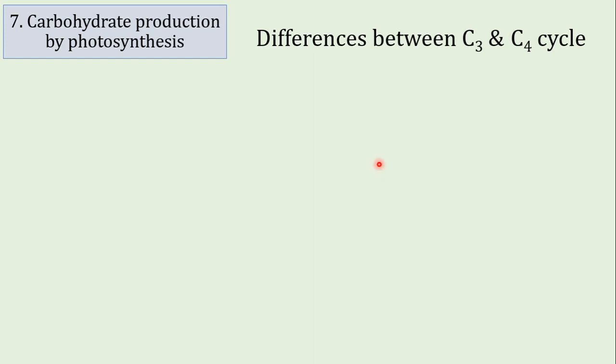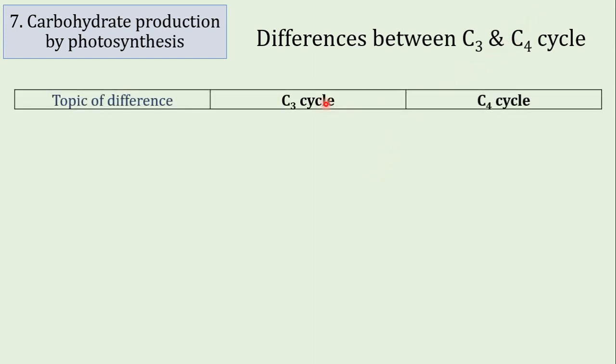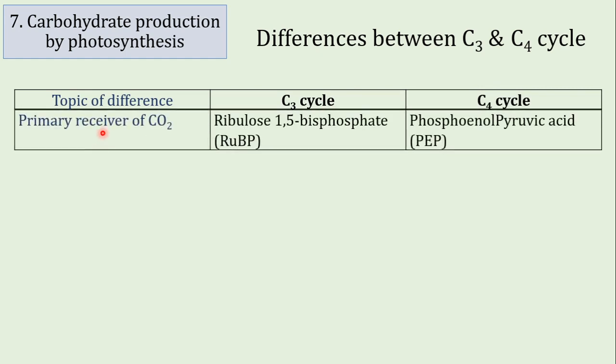Now we will understand about the differences between C3 and C4 cycle. The first topic of difference is which chemical is the primary receiver of carbon dioxide. In C3 cycle, the carbon dioxide is received by ribulose 1,5-bisphosphate, in short RuBP, and in C4 cycle, the carbon dioxide is received by phosphoenolpyruvic acid, in short PEP.